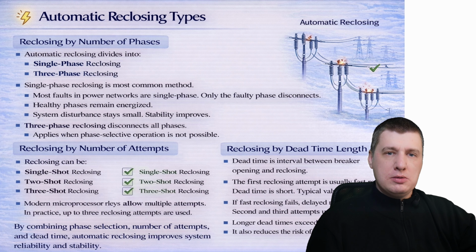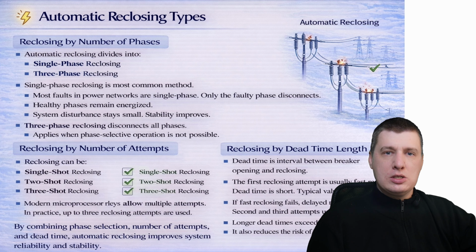Automatic reclosing schemes differ by several criteria. The main criteria are the number of phases, number of attempts, and the length of dead time. Reclosing by number of phases: automatic reclosing divides into single-phase reclosing and three-phase reclosing. Single-phase reclosing is the most common method. This is because most faults in power networks are single-phase faults. In this case, only the faulty phase disconnects. Healthy phases remain energized. System disturbance stays small, and stability improves.